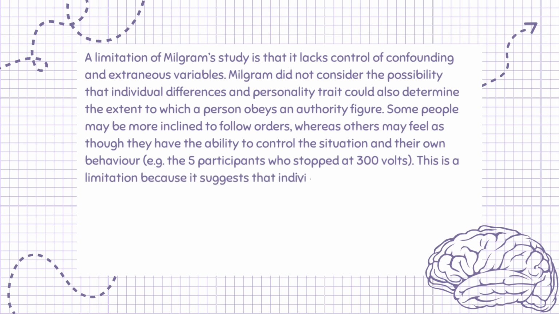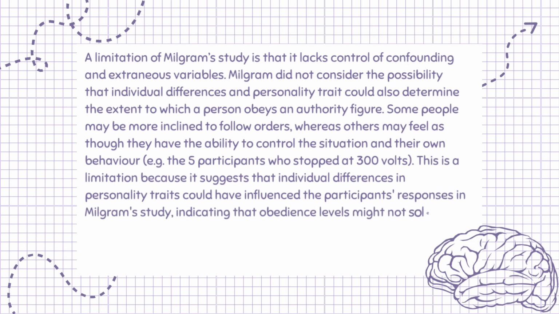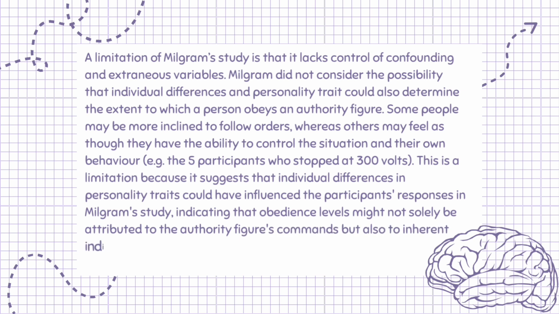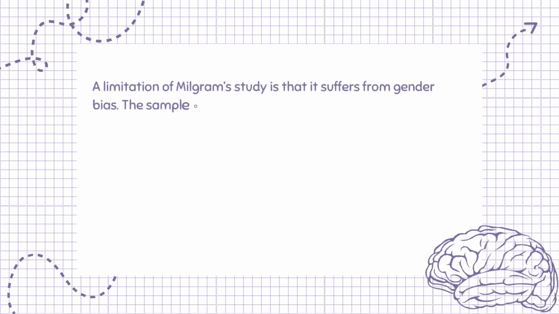This is a limitation because it suggests that individual differences in personality traits could have influenced the participants' responses in Milgram's study, indicating that obedience levels might not solely be attributed to the authority figure's commands but also to inherent individual characteristics. A limitation of Milgram's study is that it suffers from gender bias.